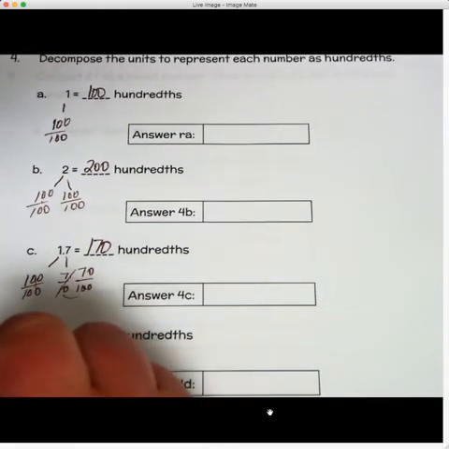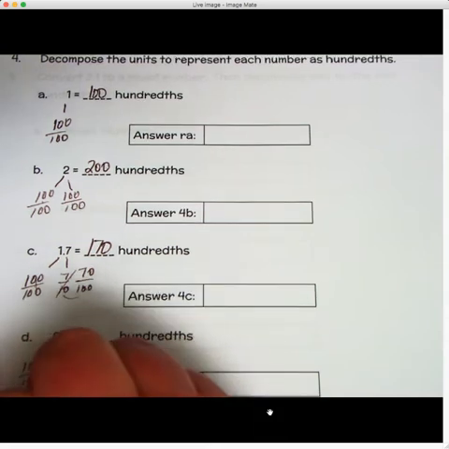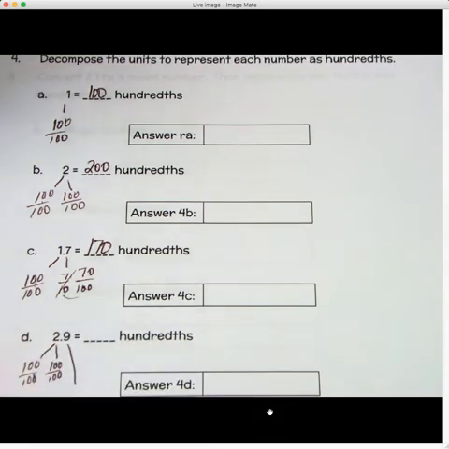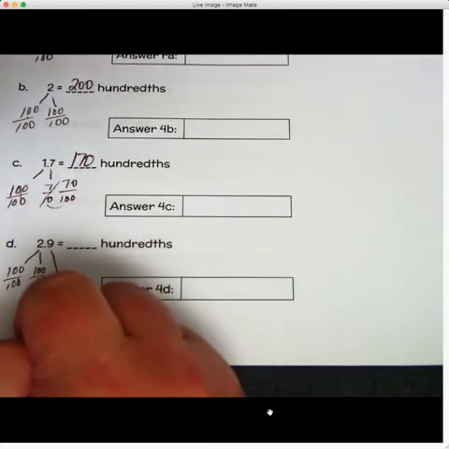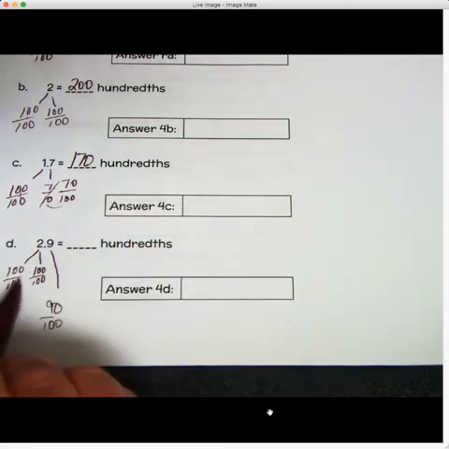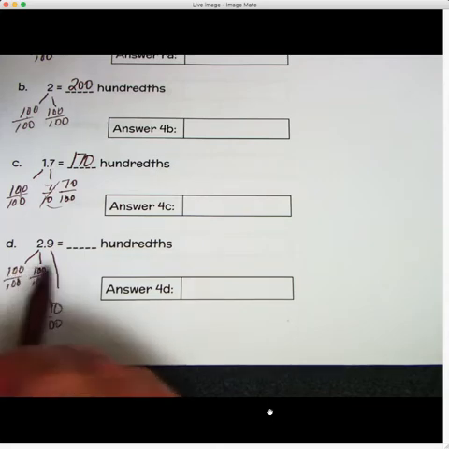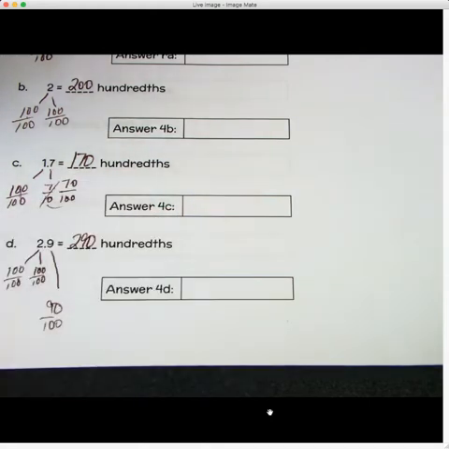This one, 2 and 9/10. That's 100 hundredths, 100 hundredths. Then I've got to figure out how many hundredths 9/10 is. As you get used to this, you're not going to have to even write this out. You just know you're going to add a 0 to both top and bottom because you're multiplying times 10. 9/10 is 90 hundredths. So I have 100 hundredths and another 100. So there's 200 hundredths. 200 plus 90 is 290 hundredths.